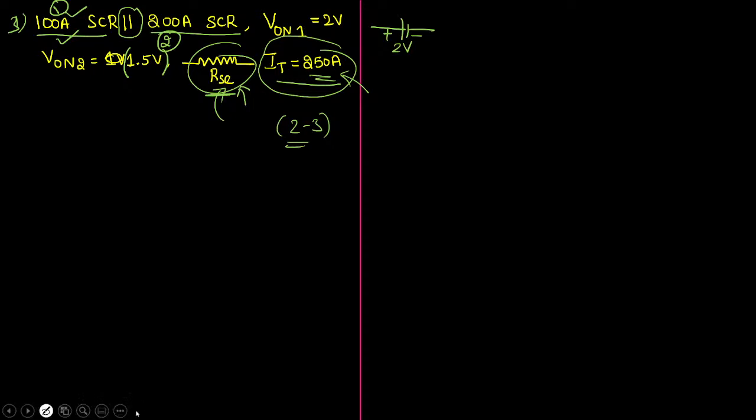Guys, one small correction here. Sorry for that. Kindly forgive me. This current rating is 300 ampere. I have updated the data of some other question near to this. Take the overall current as 300, not 250. Just change the total current consumed by these two SCRs. The overall value is actually 300 ampere. That is not 250. Make it 300. You can continue further.